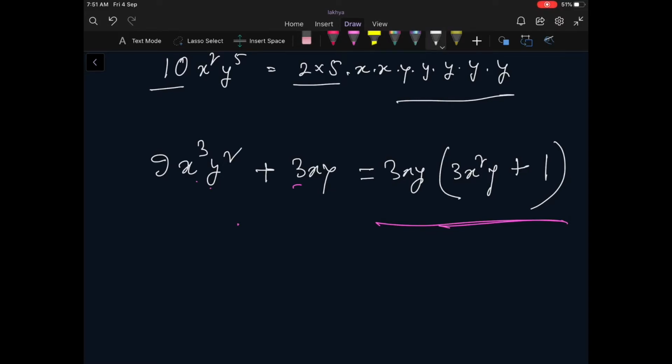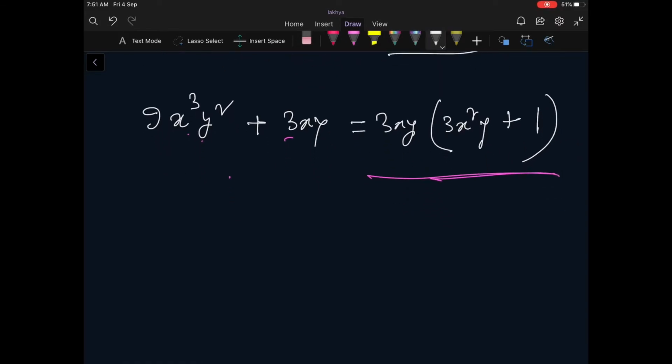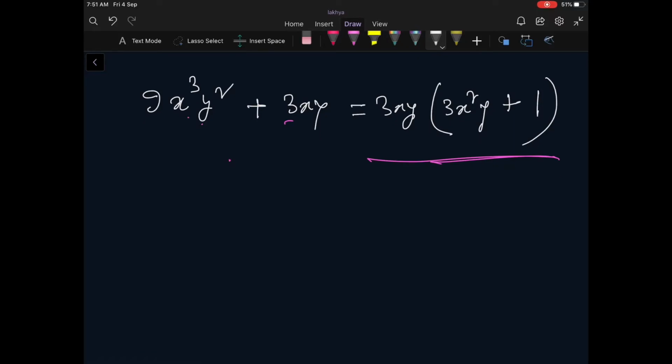Now let me show you another example. Suppose we have thrice x square plus xy. Now how to factorize this? The first term can be written as 3 into x into x, and the second term simply you can write x into y.